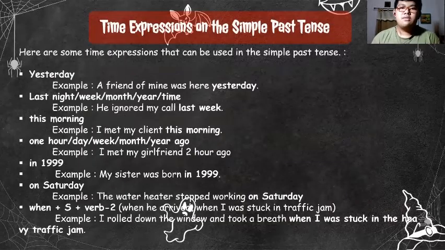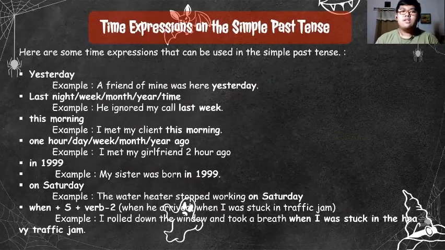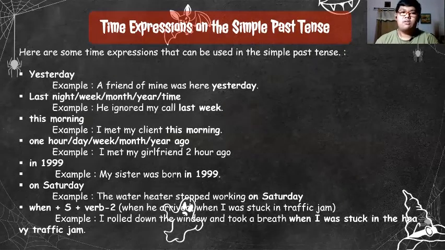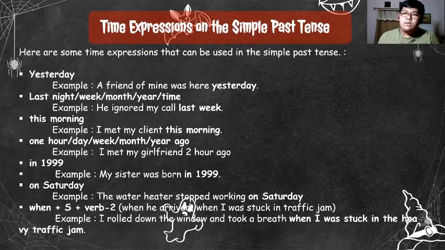For the time expressions of the simple past tense, here are some time expressions that can be used in the simple past tense. Like yesterday: a friend of mine was here yesterday, or maybe using last night. He ignored my call last week. Or maybe this morning: I met my client this morning. Or maybe in hours: I met my girlfriend 2 hours ago. Or maybe using in with years, like in 1999: my sister was born in 1999. Or it can be with a day, like on Saturday: the water heater stopped working on Saturday.